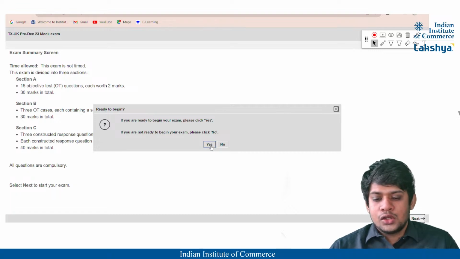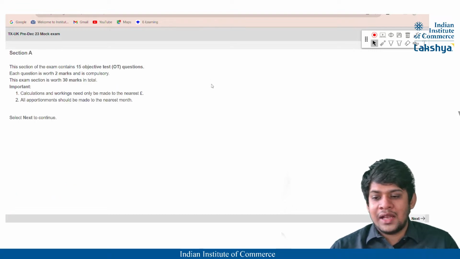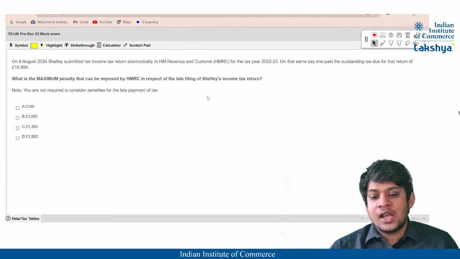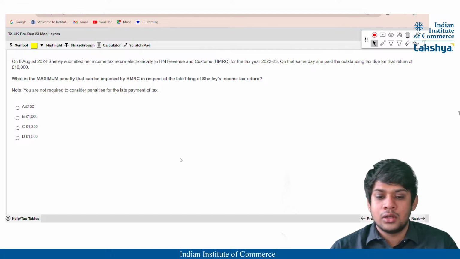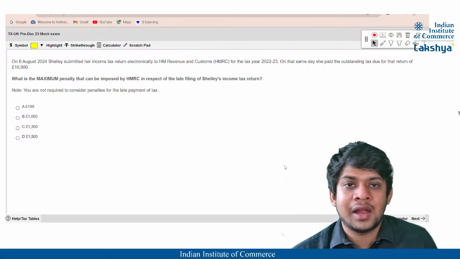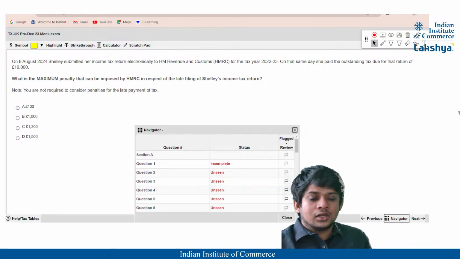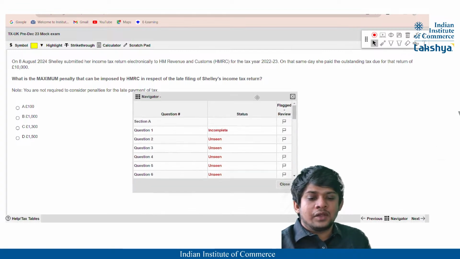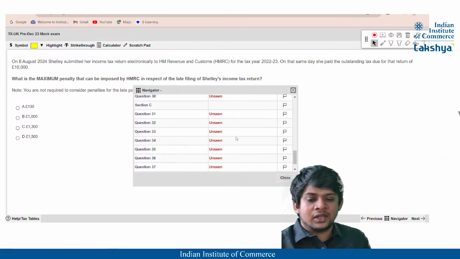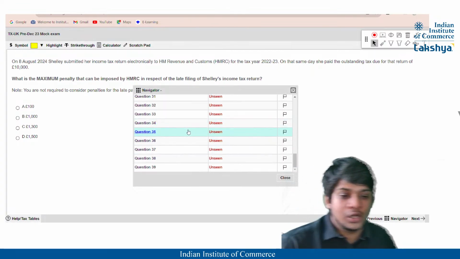Okay. So I choose to begin my exam. Yes. So they're showing me we are starting off with section A right now, and you can click on next. As soon as you click on next, you will have your first question provided to you here. Okay, guys. Now just remember one thing. When you click on navigator, I hope this option of navigator is visible to you. When you click on navigator, you will have this question sheet wherein whichever question you want to attempt first, you can do so.